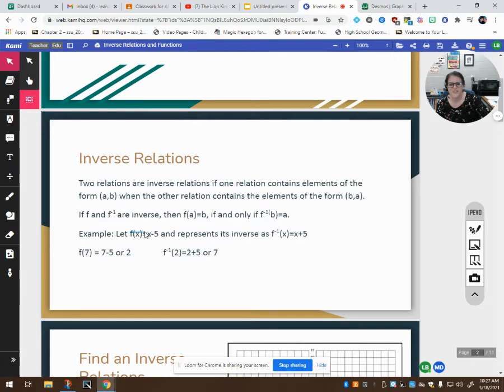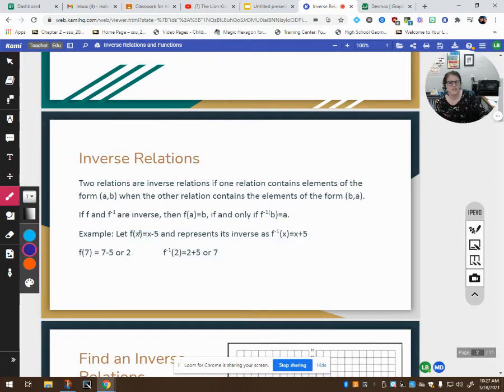I have f of x equals x minus 5, and I'm telling you that its inverse is x plus 5. So let's look at it and see. Well, this says if I plug in a 7 for x, I get out a 2. So in order for this to be the inverse, we're saying if I plug in a 7, I get out a 2. And I just told you it's the flip-flop for the inverse. So if I plug in a 2, I should get out a 7. If I plug in a 2 for x, 2 plus 5 is 7.